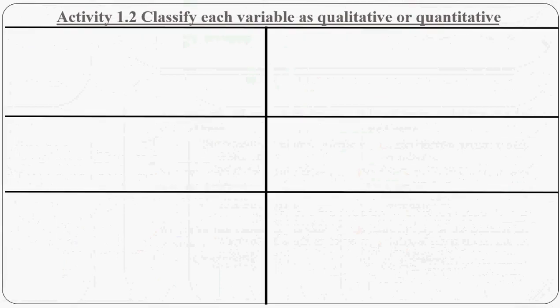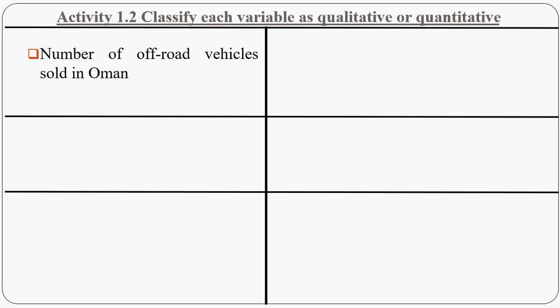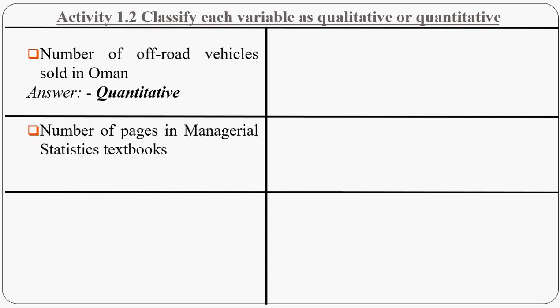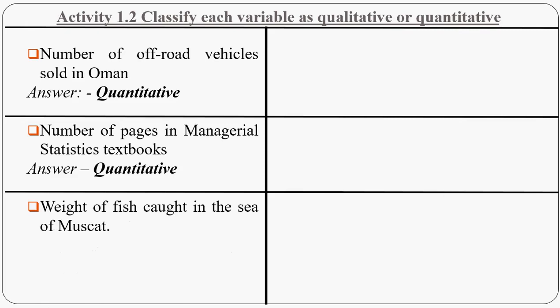Now let us understand a simple activity in order to classify which example falls under qualitative or quantitative variables. Number of off-road vehicles sold in Oman. It is not on-road, off-road, which is sold in companies. When you say number, can you guess, dear students? Yes, the answer is quantitative variable. Number of pages in a managerial statistics textbook. Again, you see number. Whenever you see number, the answer is going to be quantitative variable. Weight of fish caught in the Sea of Muscat. Weight is expressed in number, right? So the answer is again quantitative.